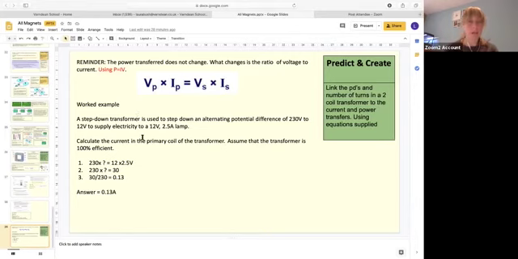So the worked example is: a step-down transformer is used to step down an alternating potential difference of 230 volts to 12 volts to supply electricity to a 12-volt 2.5 amp device. Calculate the current in the primary coil of the transformer. Assume the transformer is 100% efficient.